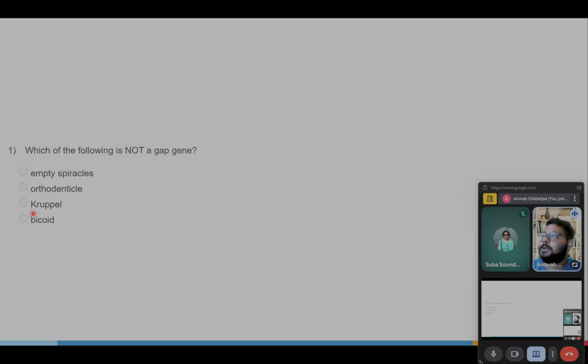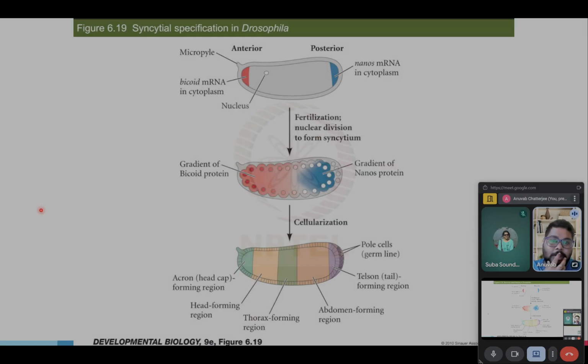Bicoid is part of the two anterior and posterior molecules that initially create the asymmetry, and all of these are the gap genes. But let us go through the entire concept of what is actually going on. After the initial anterior posterior asymmetry is established by Gurken, Torpedo, and the things that we have discussed in the previous week's course, we have bicoid mRNA in the anterior, and nanos mRNA in the posterior. Now, as fertilization has occurred, the nuclei start replicating.